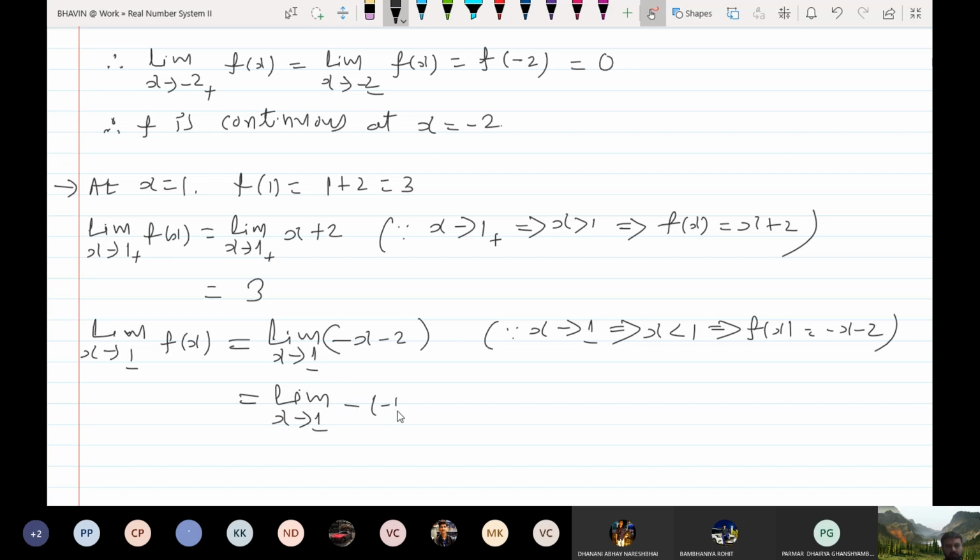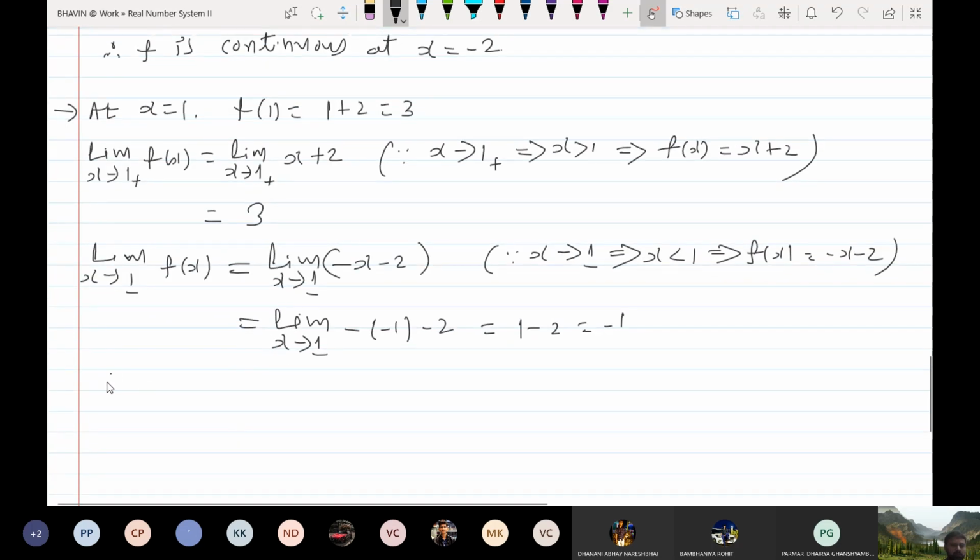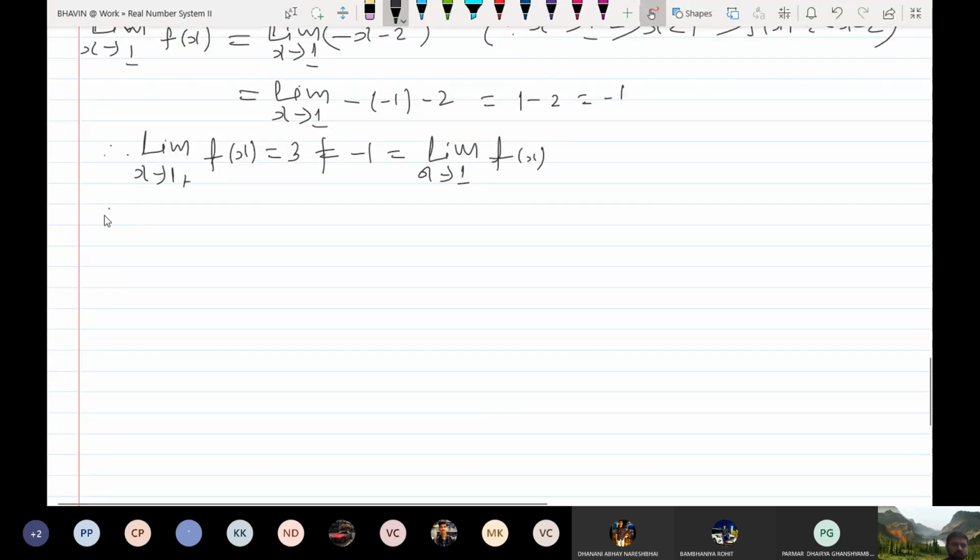So if you take x equal to 1, what is the answer? Minus 3. Therefore, you can say that f is discontinuous. Limit x tends to 1 plus f(x) is equal to 3, which is not equal to limit x tends to 1 minus f(x). Therefore, you can say that f is discontinuous at x equal to 1.